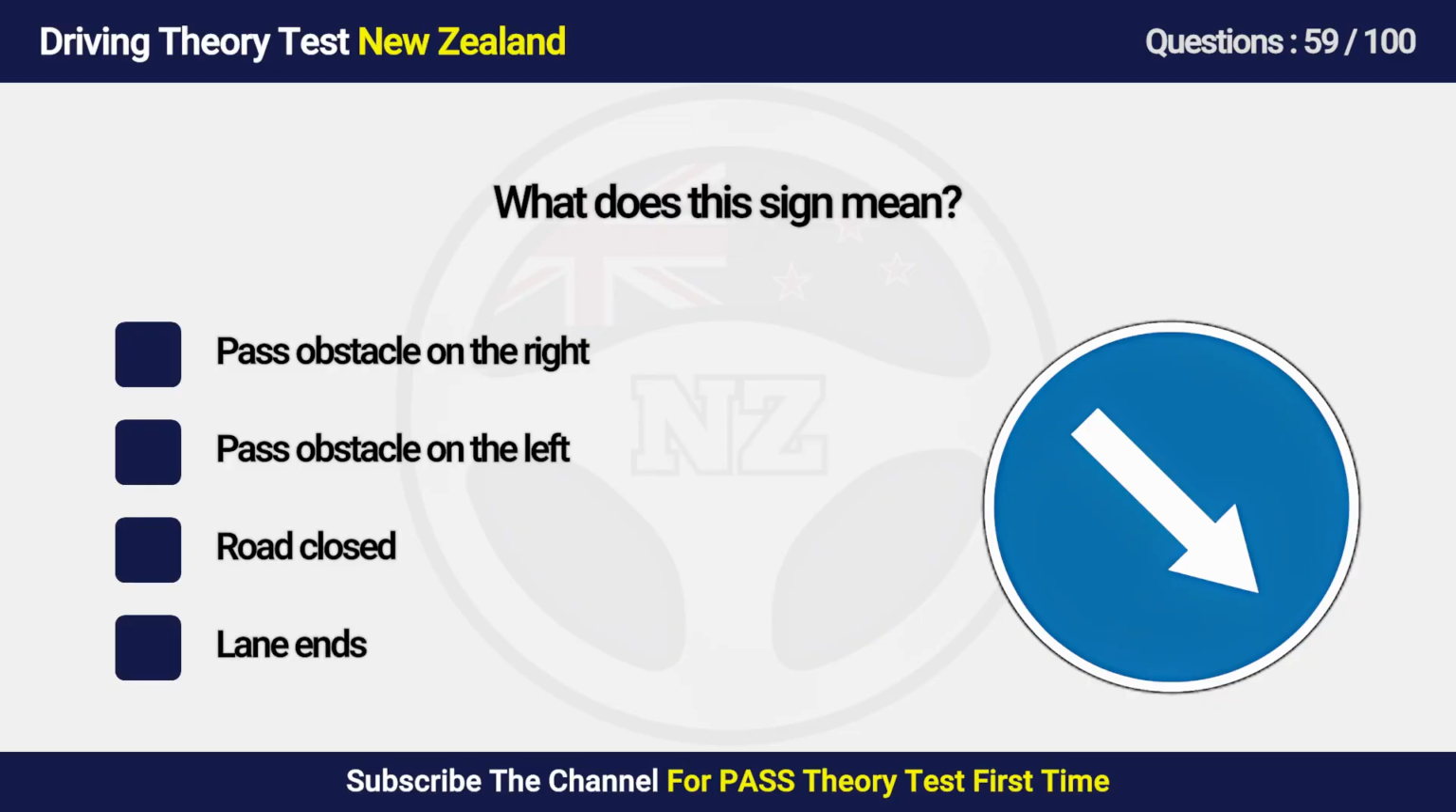Question 59. What does this sign mean? A. Pass obstacle on the right. B. Pass obstacle on the left. C. Road closed. D. Lane ends.